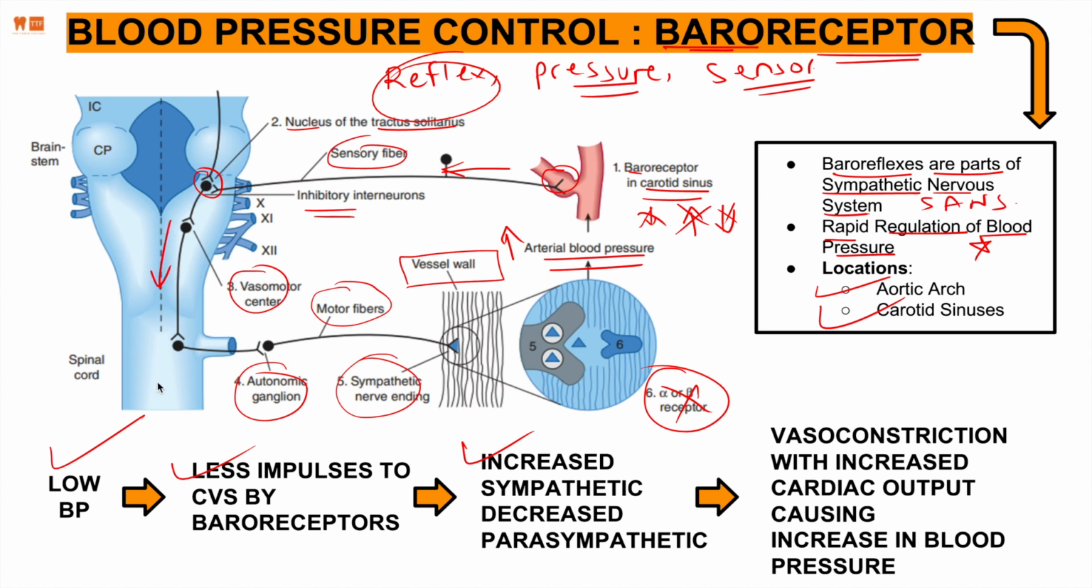Well, the first flight is going to take off from the vasomotor center. It's going to reach the ganglion. A connecting flight of motor fibers will take its site to sympathetic nervous system endings, and it will increase the sympathetic activation and decrease the parasympathetic activation. At the end of its cycle, vasoconstriction will take place at the alpha-beta receptors, causing an increase in the cardiac output, leading to an increase in blood pressure at the end. That's what baroreceptors do, and their locations are the aortic arch and carotid sinus.